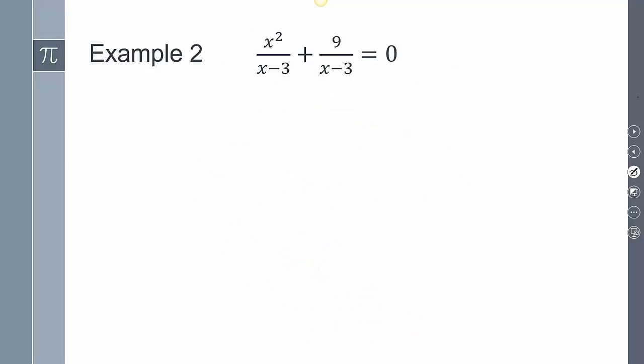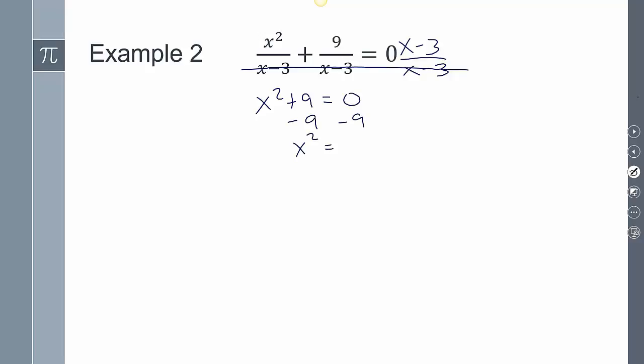For example number 2, I need to make sure that my denominators are the same, and so this is going to need x minus 3 over x minus 3. Now that all the denominators are the same, I can eliminate them, and so I'm going to get x squared plus 9 equals 0. Solving for x, minus 9 on both sides, I get x squared equals negative 9. Square root both sides, and you're going to get x equals plus or minus 3i.